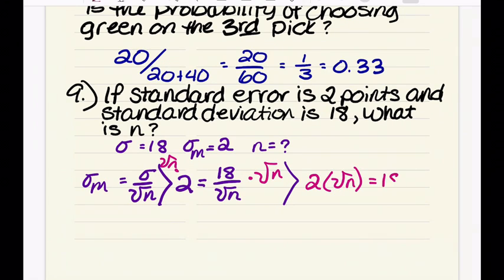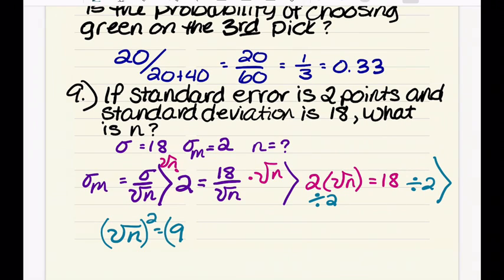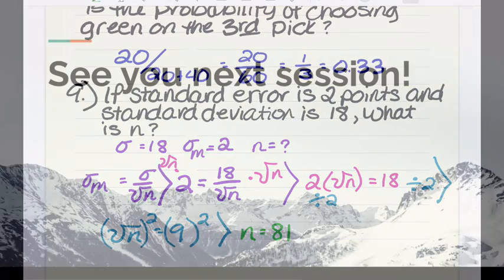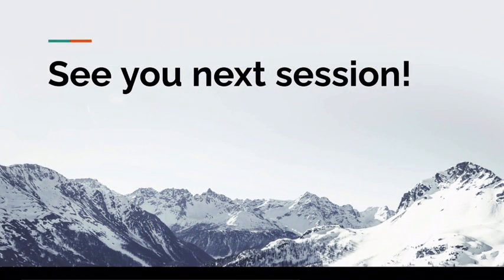And then we'll divide each side by 2 to get our square root of n on one side. And then we find that the square root of n equals 9. Then we'll square the square root of n, and we'll square 9 to determine the value of n. And n equals 81.